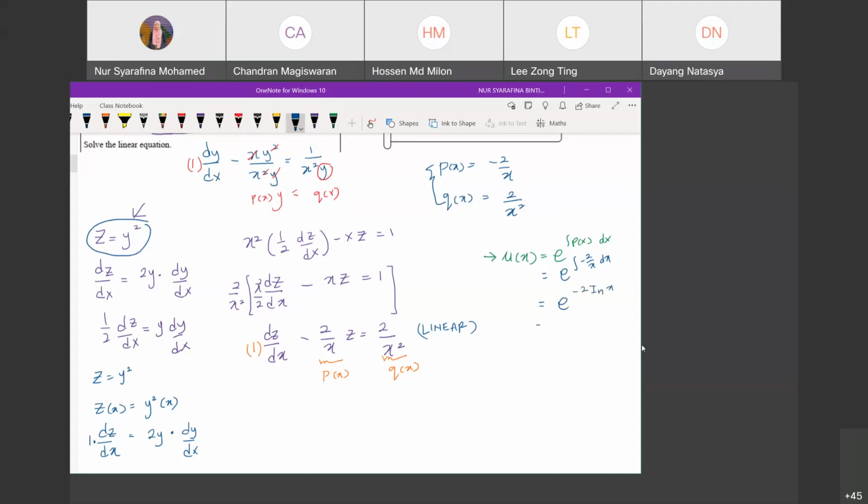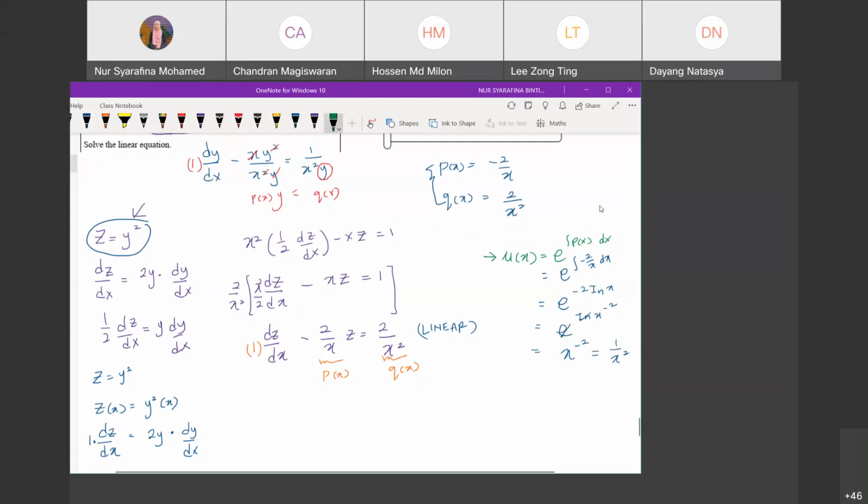Okay, we can simplify: e to the power of ln x to the power of -2, right? Where you can have x to the power of -2. We can just eliminate this, right? Then we have 1/x squared. So this is your mu x. This is your integrating factor.